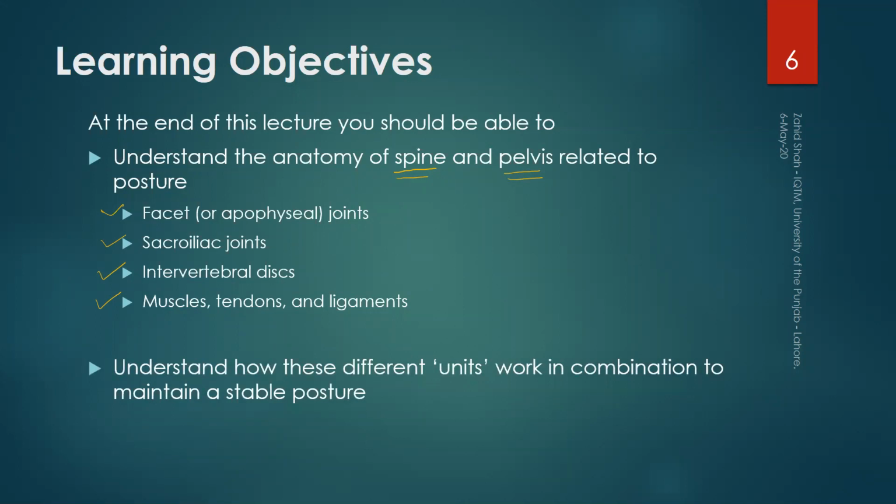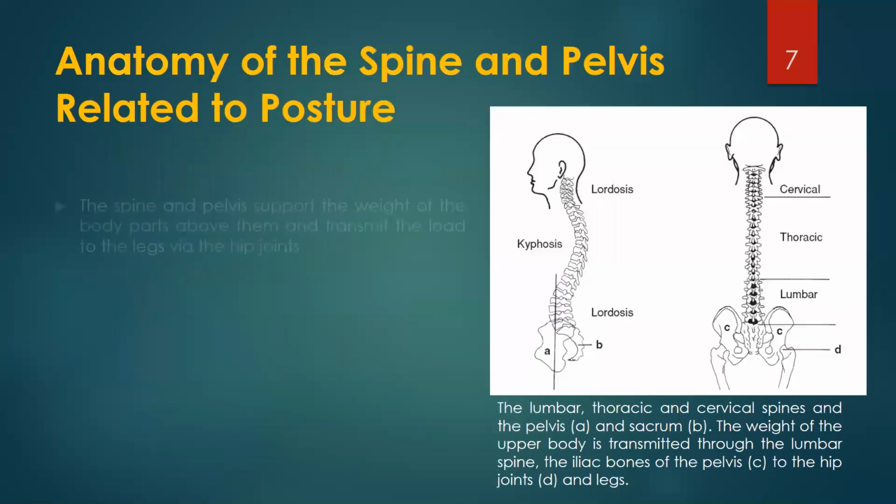And it is important to understand that these different units, that is the joints, muscles, tendons, work in combination to maintain a stable posture. So they all play a role in maintaining the posture.